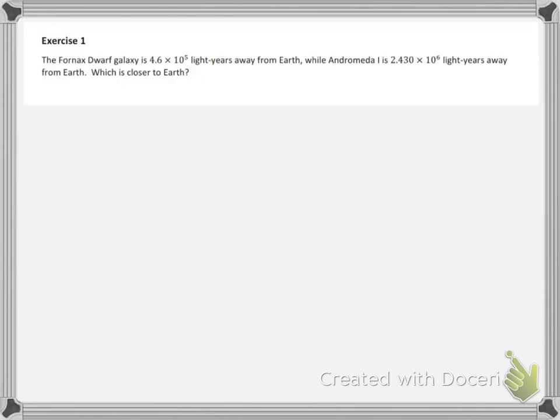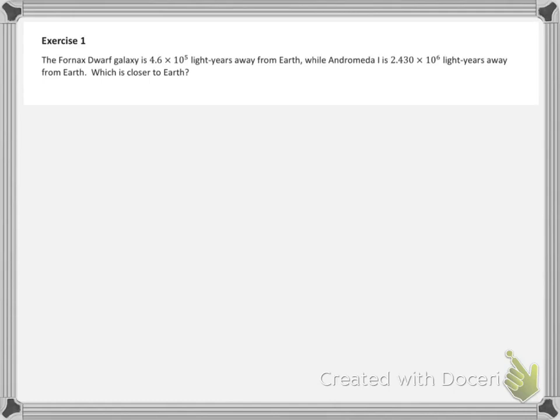So today we're going to be comparing large numbers, and we're going to try to decide which one is bigger or smaller. So let's try exercise 1. The Fornax dwarf galaxy is 4.6 times 10 to the 5th light years away from Earth, while Andromeda 1 is 2.430 times 10 to the 6th light years away from Earth. Which is closer to Earth?